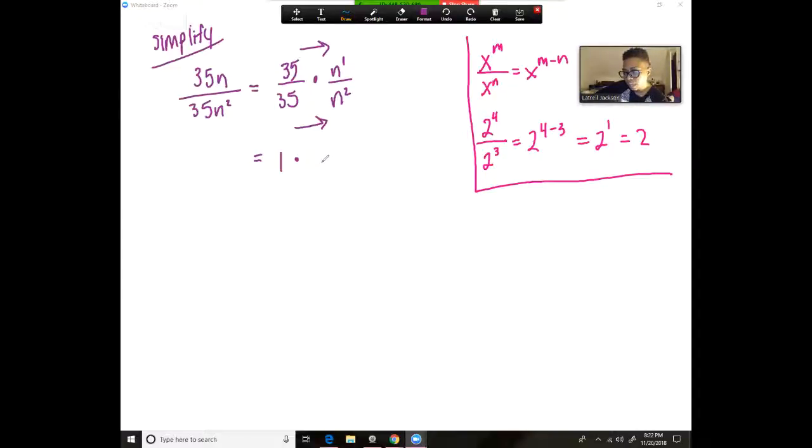We're going to use this rule. n to the 1 power over n squared is n to the 1 minus 2. 1 minus 2 is negative 1. Whoa, whoa, whoa.